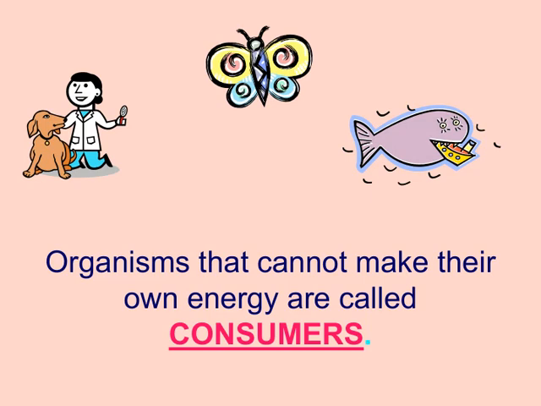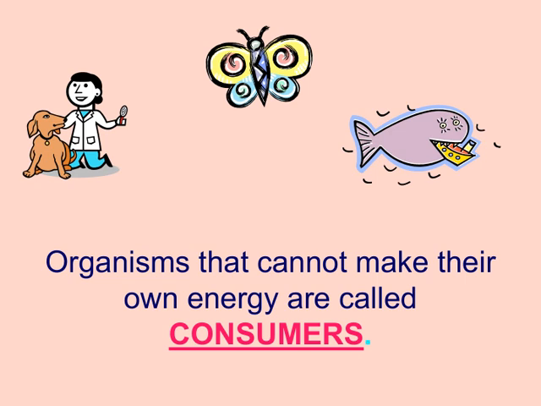Organisms that cannot make their own energy are called consumers. This means they rely on other organisms to get the energy they need to survive. Unlike plants, which can produce their own energy through photosynthesis, these organisms must consume food from their environment. They play a crucial role in the ecosystem by transferring energy from one organism to another.